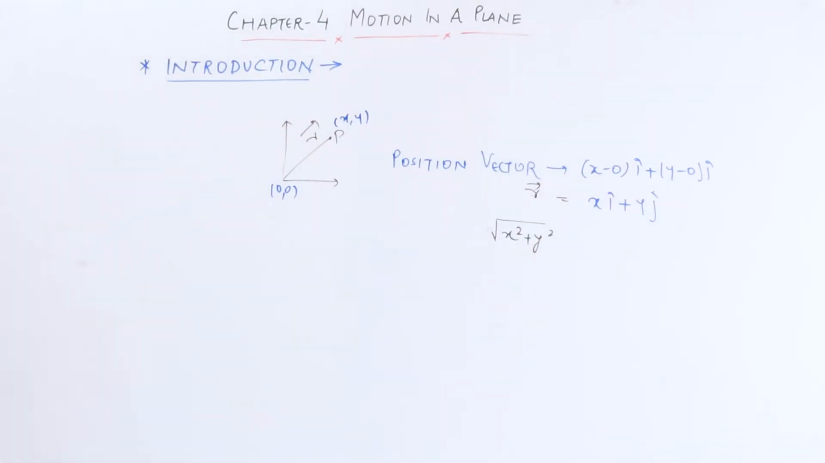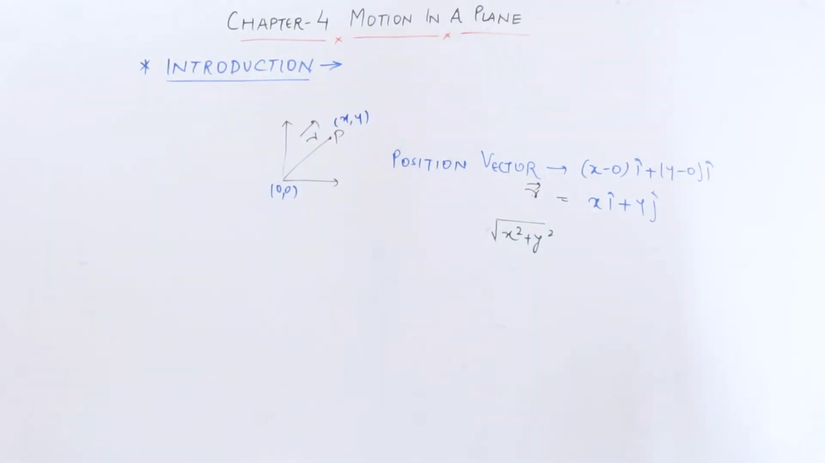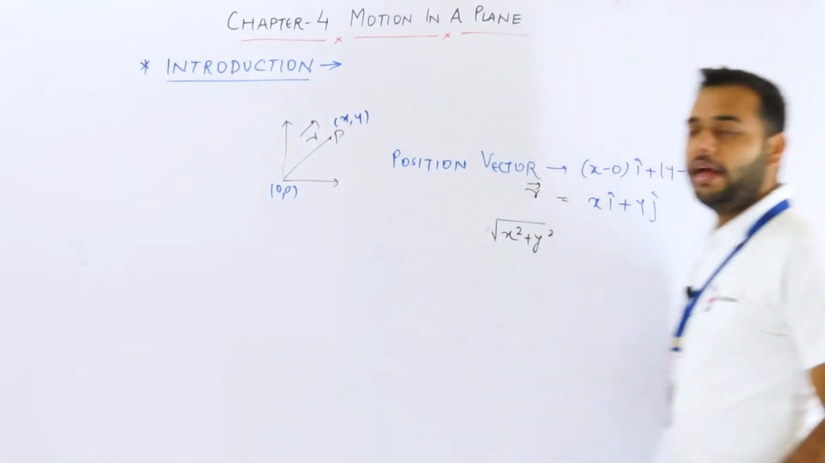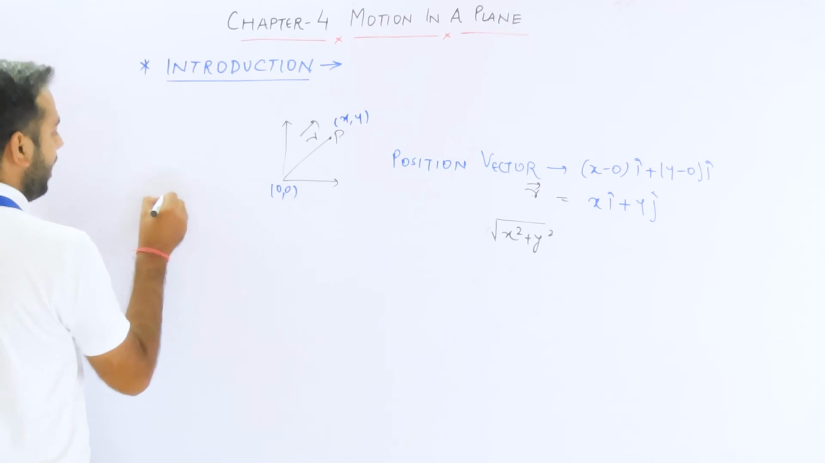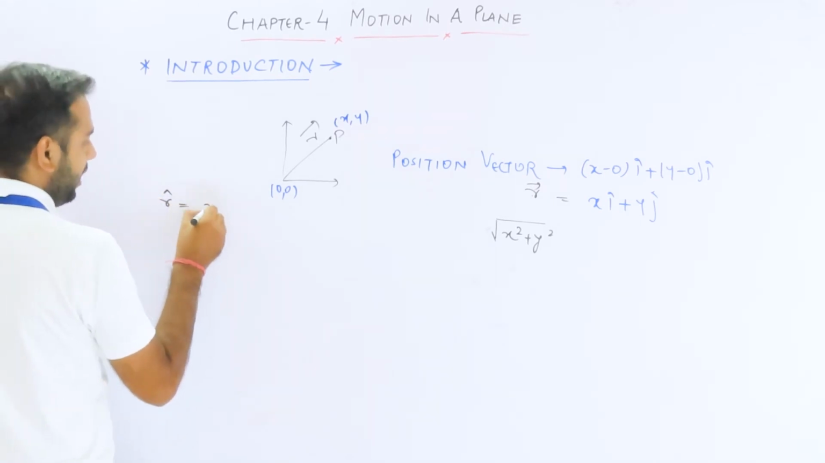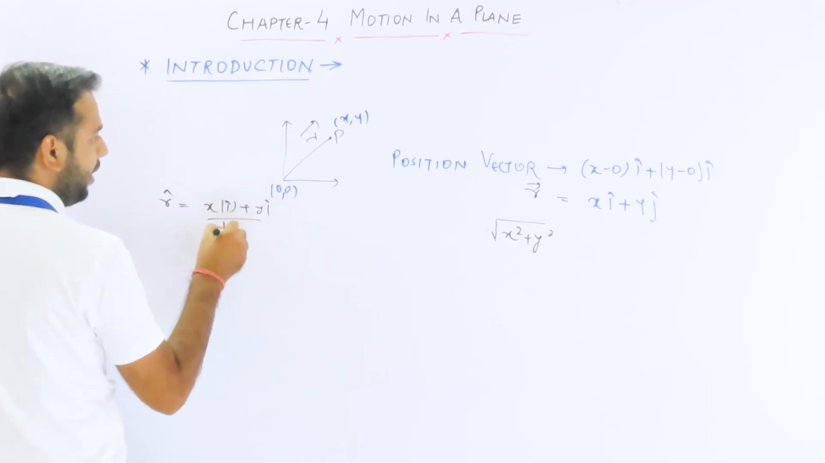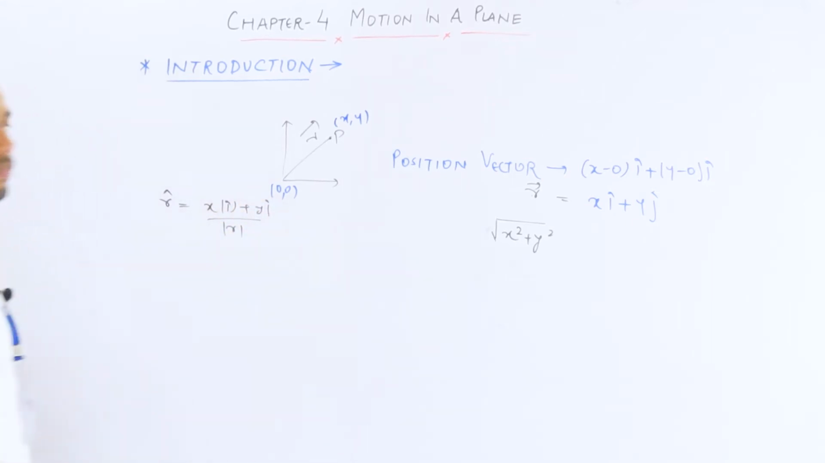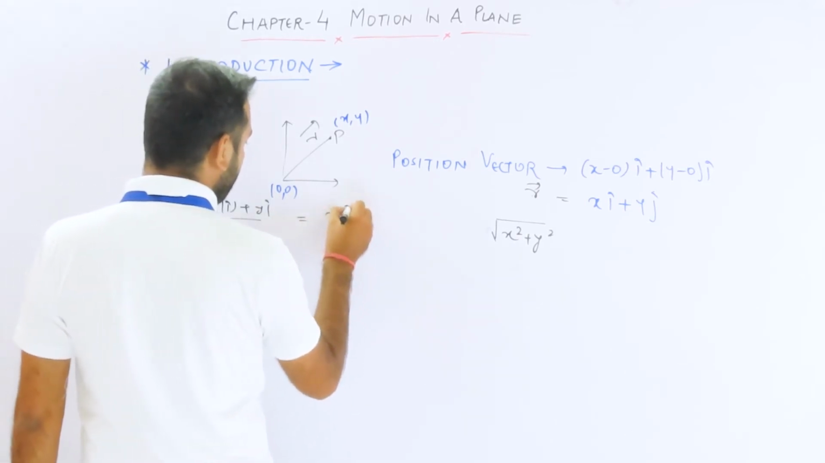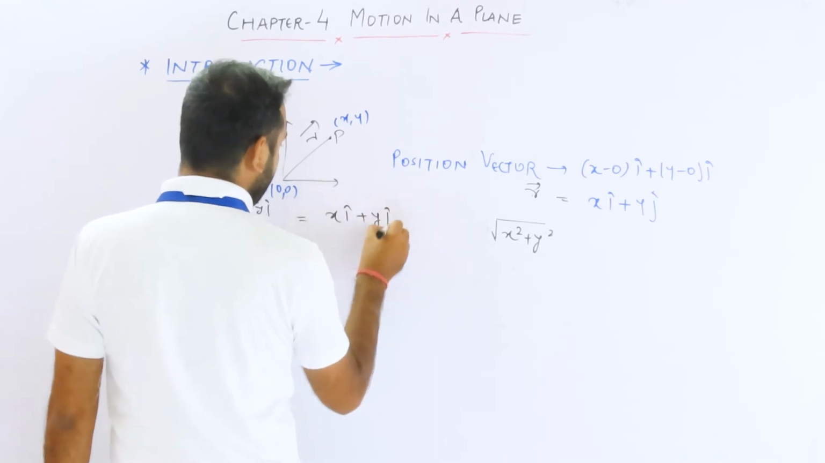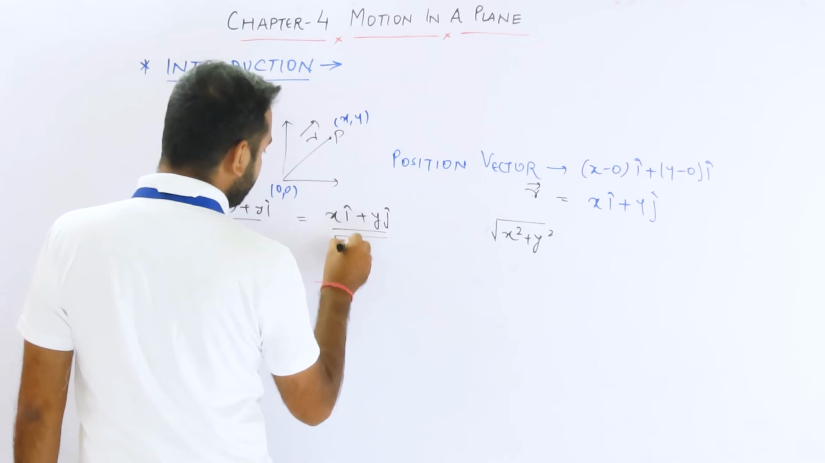Now guys, if I ask you to change it into a unit vector, absolutely, I am allowed to do that. x i cap plus y j cap divided by the magnitude of r is simply my unit vector in that case. So it is x i cap plus y j cap divided by the square root of x squared plus y squared.